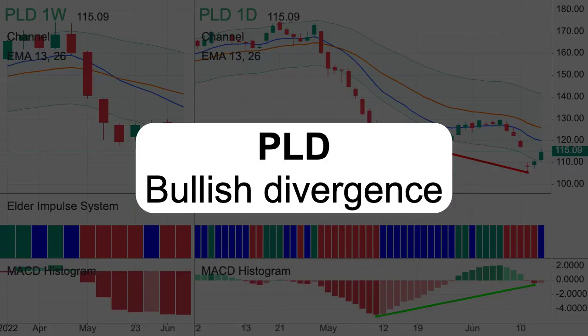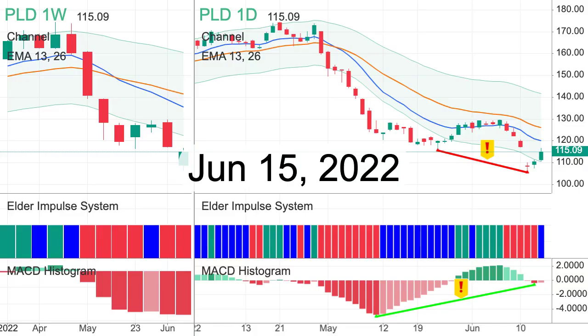Let's consider the stock of Prologis Inc. On June 15, 2022, a bull divergence formed in a downtrend. This is a strong buy signal. There is a first light bar on the histogram. Are you ready to submit a buy order?